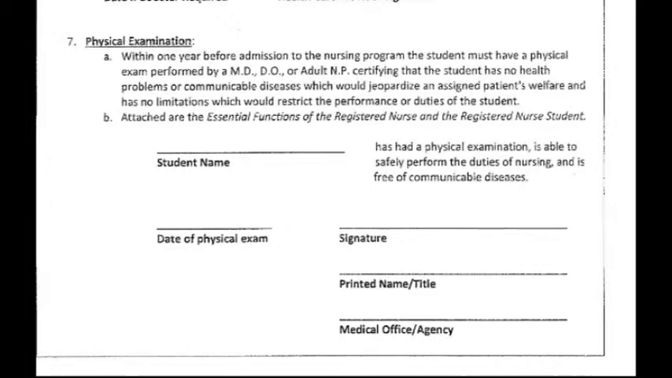Number 7, physical examination. Men should be checked for color blindness. All students should ask their healthcare provider to review the list of essential functions on the next to the last page of this document. Please be sure that the healthcare provider's name and title is printed and the office location is filled in.